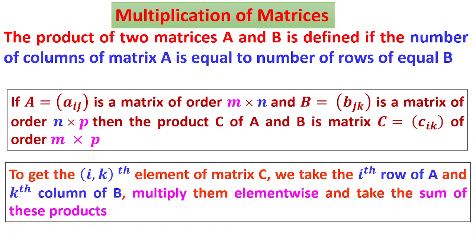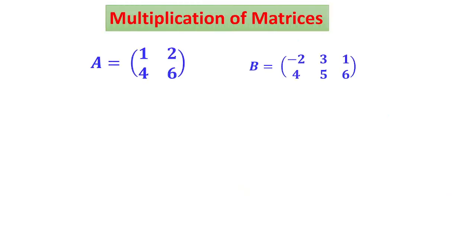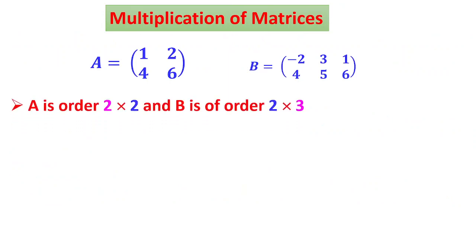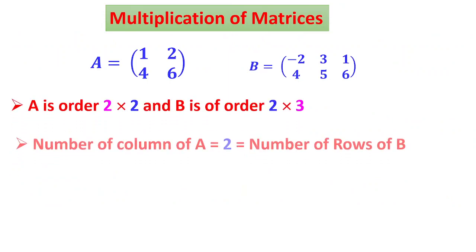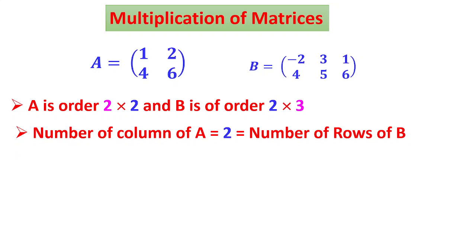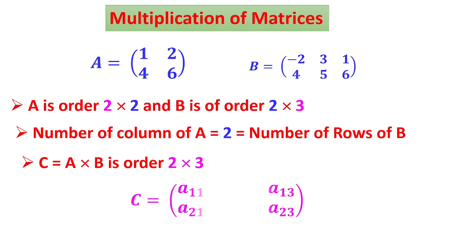To get the element, we take the ith row of A and the kth column of B and multiply them element wise and take the sum of these products. Let's take one example and check it out now. A is of order 2 cross 2, B is of order 2 cross 3. Therefore, the number of columns of A is equal to the number of rows of B, and C will be A into B, which is of order 2 cross 3, and its elements will be C11, C12, C13, C21, C22, C23.